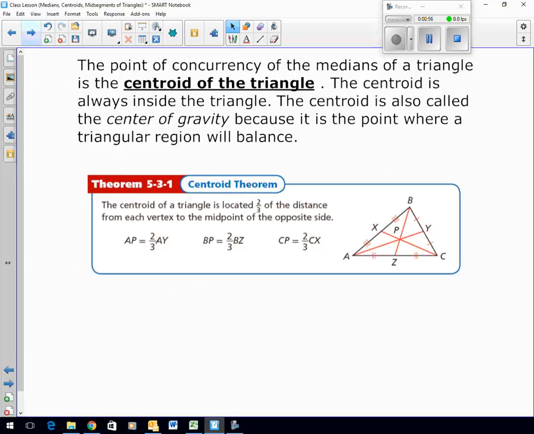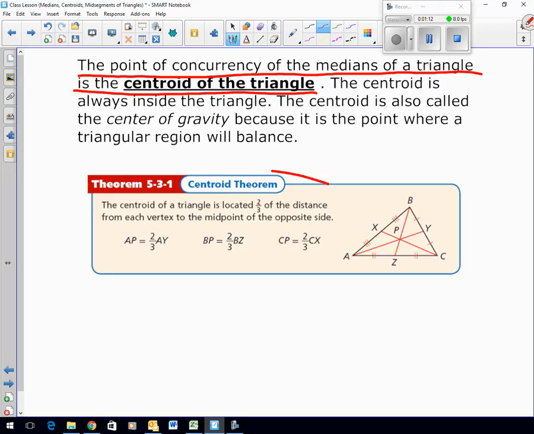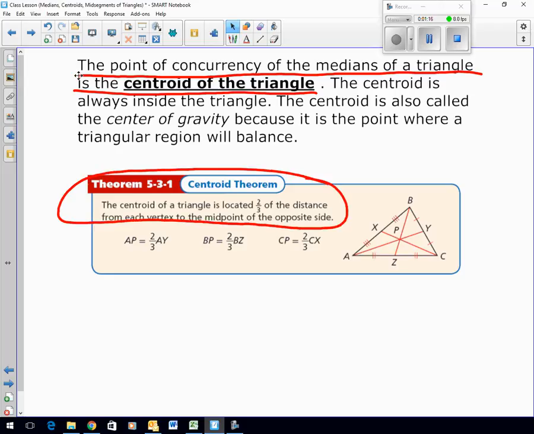All right, you need to write this down, the centroid theorem. First off, let's write this definition. The point of concurrency of the medians of a triangle is the centroid of the triangle. Once you get done with that, write down our centroid theorem. The centroid is always inside the triangle. The centroid is also called the center of gravity. It is the point where a triangular region will balance.